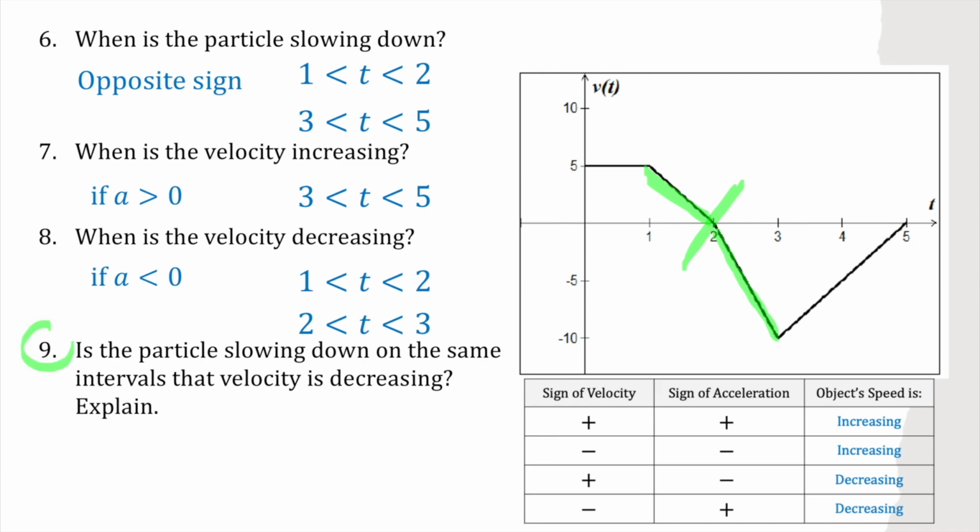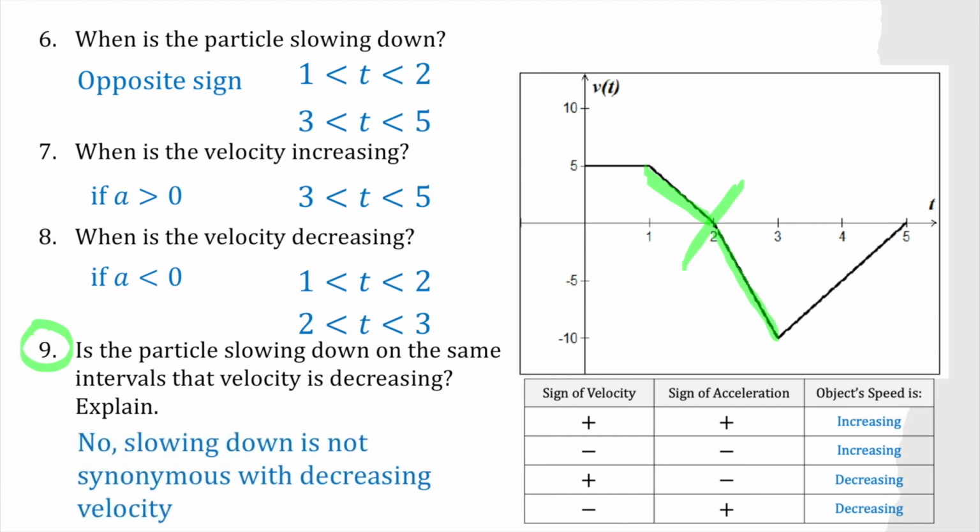Now, number 9. This is a very important question. It says, is the particle slowing down on the same intervals that velocity is decreasing? In other words, is slowing down the same thing as a decreasing velocity? They're not the same thing, and that can be confusing.